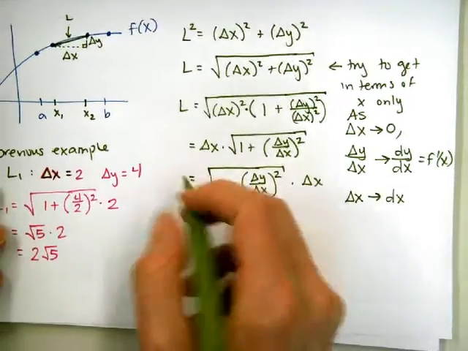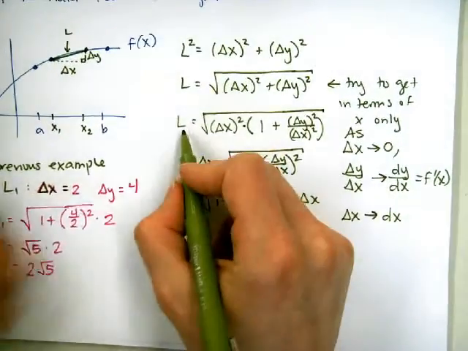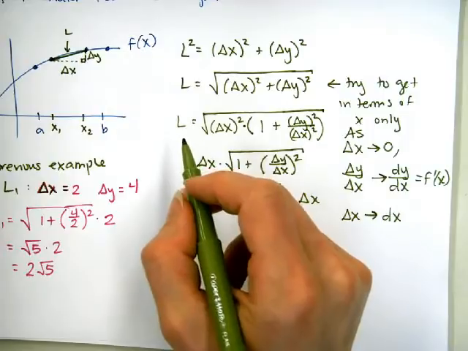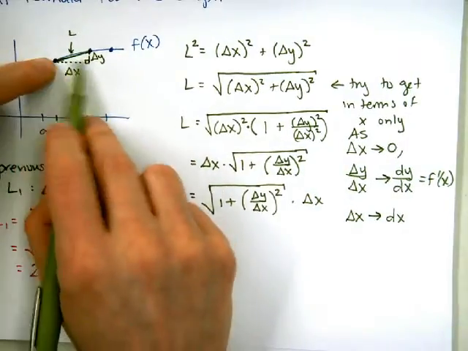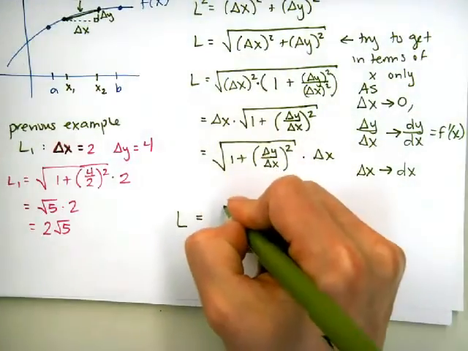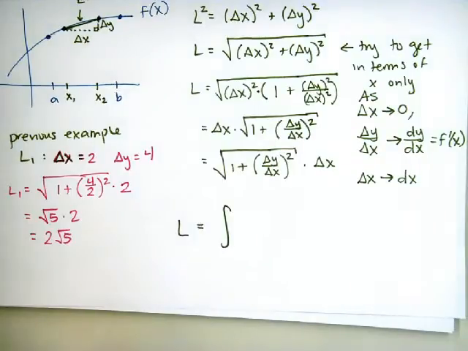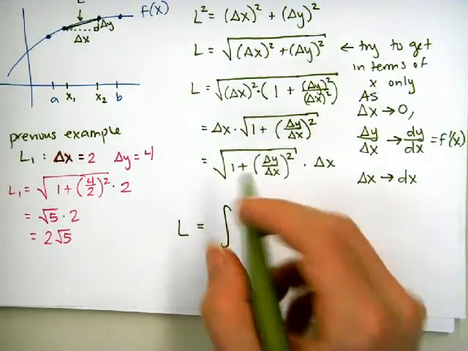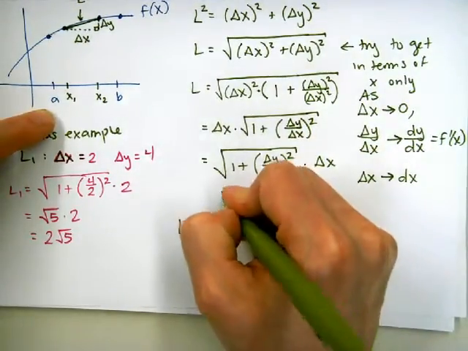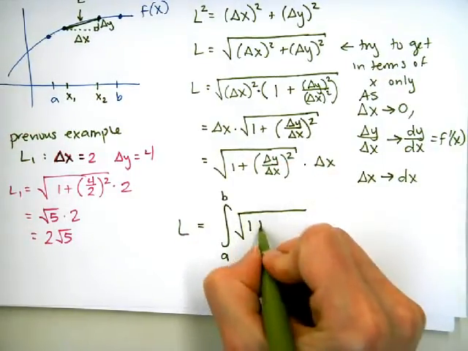So this means that our arc length is, so this is the arc length of just one particular piece, not the arc length of the total thing. The arc length of the total thing would be the sum of all of those little arc lengths. So we're using integration to get that sum. We're integrating from a to b of the square root of 1 plus.